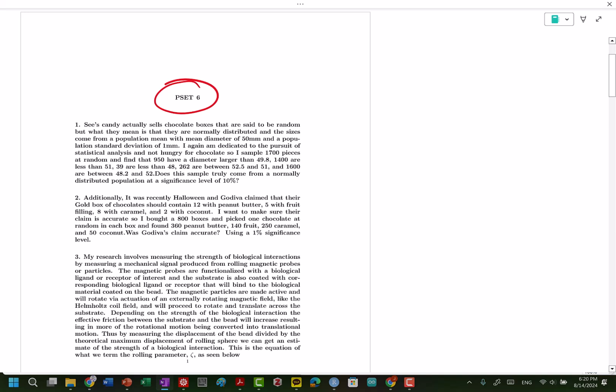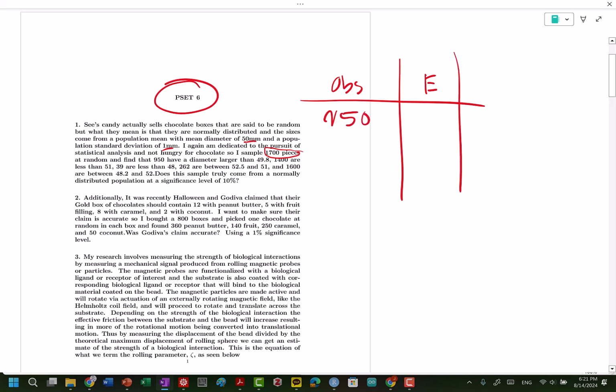A company sells chocolate boxes, said to be random, normally distributed, with a given mean and population, dedicated to the pursuit of statistical analysis. We sample 1,700 pieces at random, and we find the observed numbers against the expected.